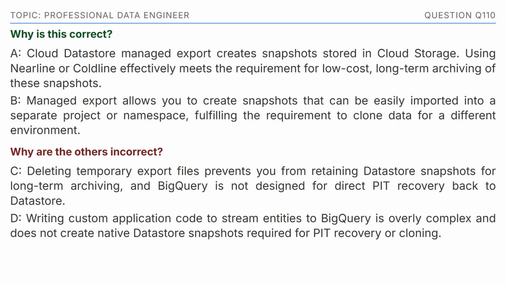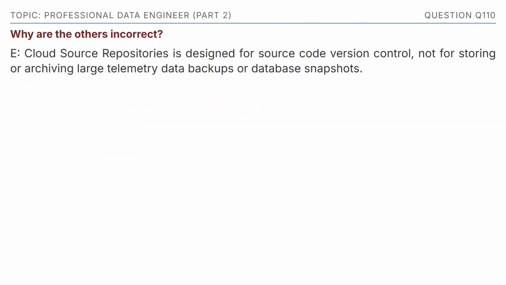Why are the others incorrect? C. Deleting temporary export files prevents you from retaining data store snapshots for long-term archiving, and BigQuery is not designed for direct PIT recovery back to data store. D. Writing custom application code to stream entities to BigQuery is overly complex and does not create native data store snapshots required for PIT recovery or cloning. E. Cloud source repositories is designed for source code version control, not for storing or archiving large telemetry data backups or database snapshots.